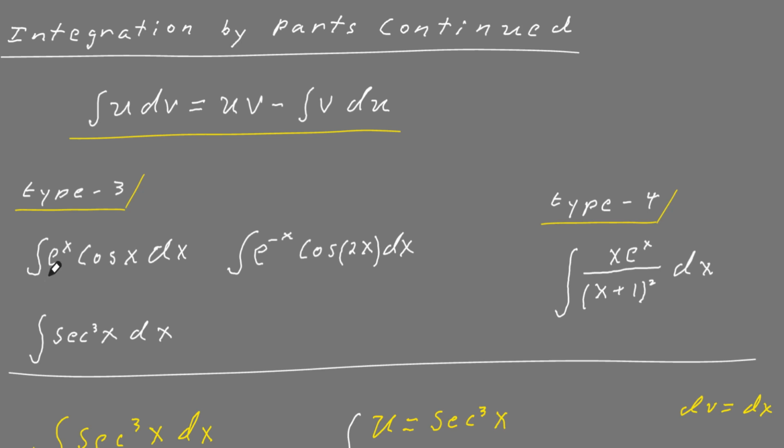And you can let u equal e to the x, or you can let u equal cosine x. Either one of those choices will work. You sometimes see variations on this integral, like this one over here, but the basic idea is the same. You can apply integration by parts twice to an integral like this and get the original integral to reappear on the other side of the equation, but with a different coefficient in front of it. And this is a slightly less straightforward type 3 problem, and this is an interesting type 4 problem.